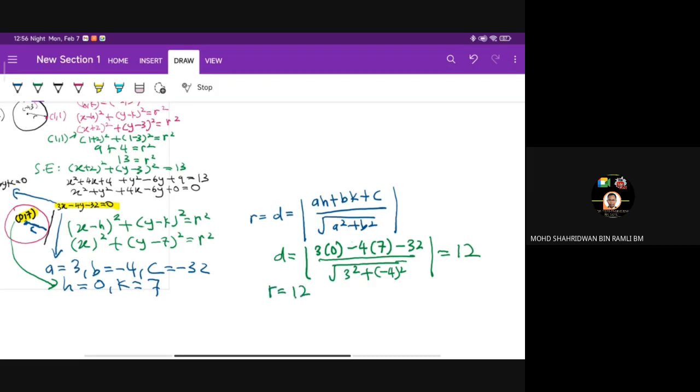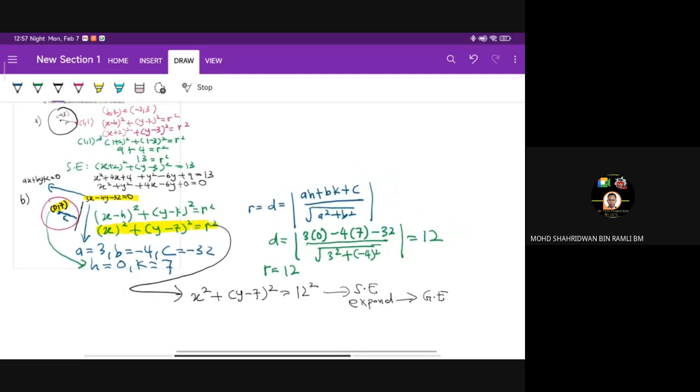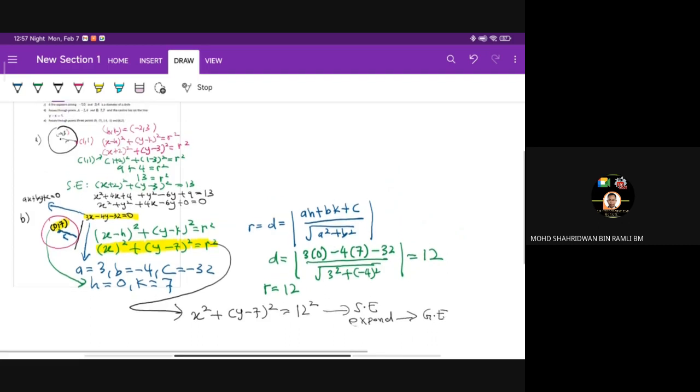And then you can substitute here. So it will be x squared plus (y minus 7) squared equal to r squared, r is 12, so 12 squared. Simple, right? And then maybe you will expand this one. This is the standard equation; please expand, and then you will get the general equation. I don't want to discuss too much on this equation, because we already discussed it previously.